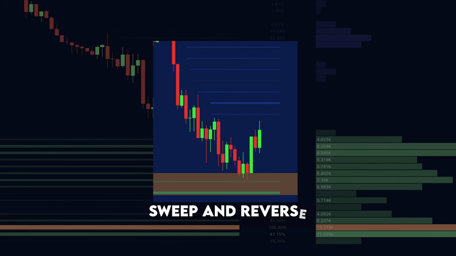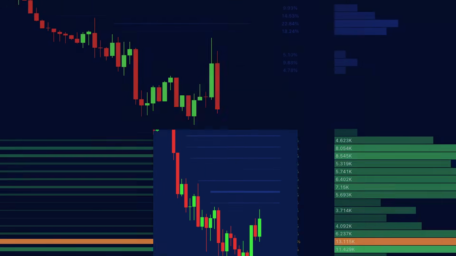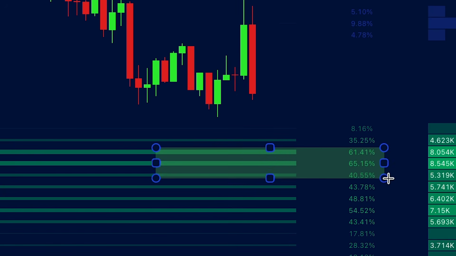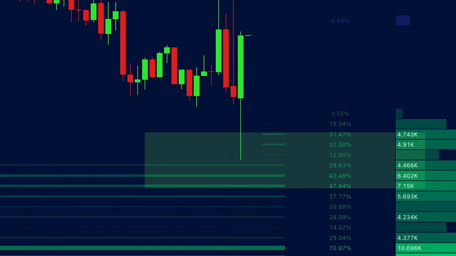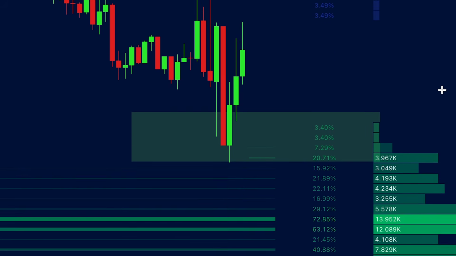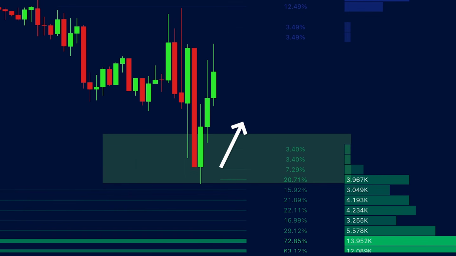Strategy 3 is the sweep and reverse setup, which combines everything. First, you want to identify a swing low with dense lime liquidity below it. Wait for price to push down into that lime zone. This is the stop hunt in action. Then, look for a violent wick followed by strong bullish reversal candles, which confirms that smart money absorbed the liquidity and is now pushing the other direction.